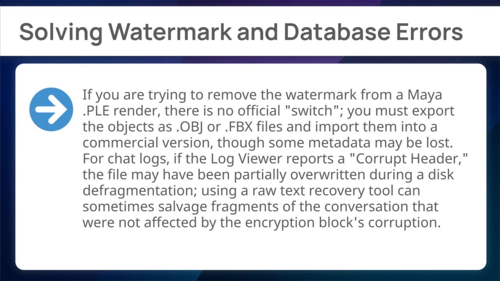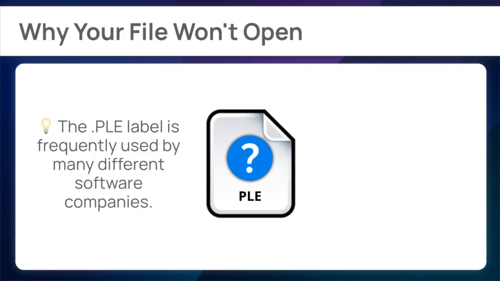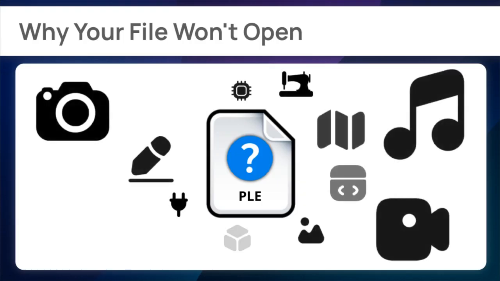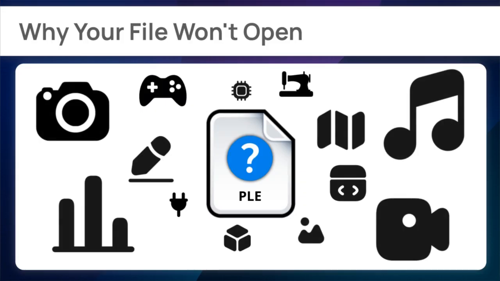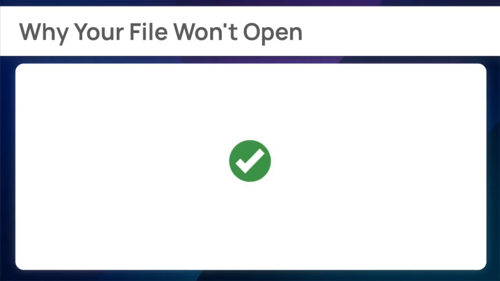If compatibility checks failed, it is likely because the PLE name is shared by different developers for unrelated formats, causing your PC to use the wrong reading language. A helpful next step is to try a utility that attempts to bypass standard file associations by using raw-level data inspection to better identify the file's likely origin.